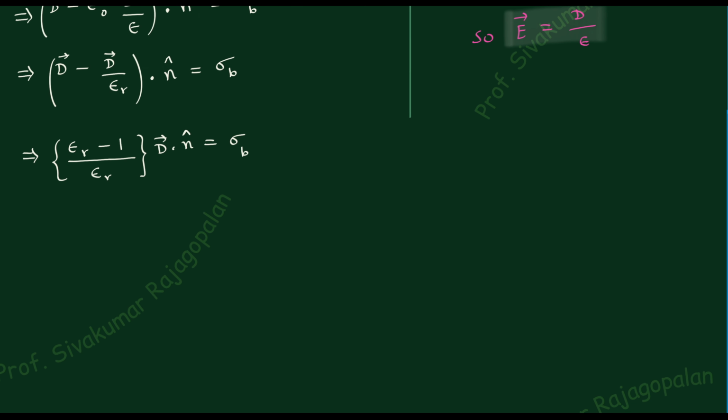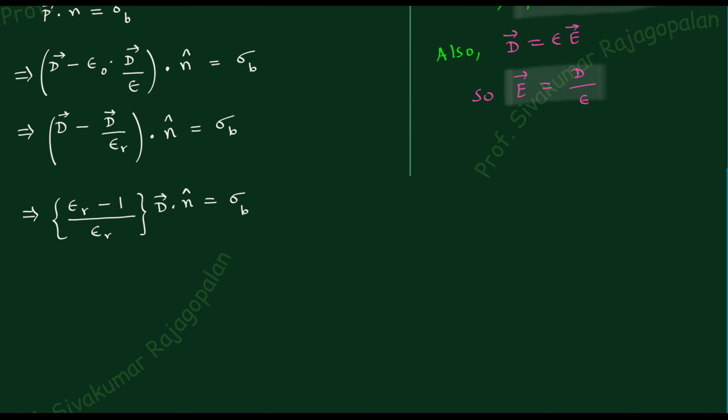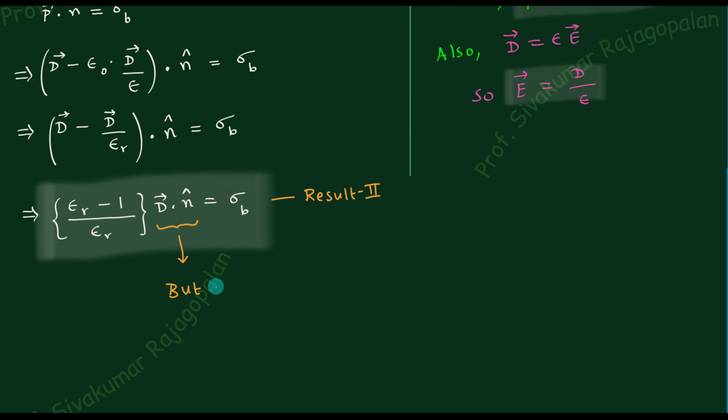So typically you can't do much more simplification, and that's all about it. So let me say that this is the required result. But there is a point to be noted: we can simplify, but now we cannot. I need to explain what is meant by D dot n. If you know that, then only you can simplify. So for the time being, I will write it as the second result. But this equation cannot be simplified without knowing what D dot n is.